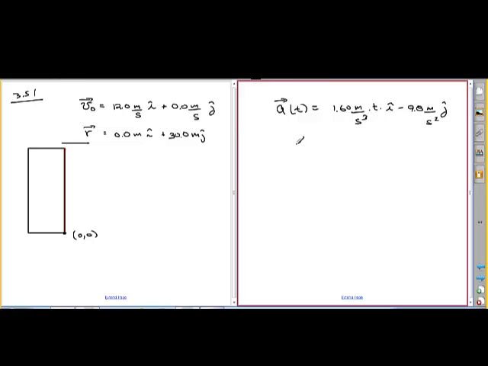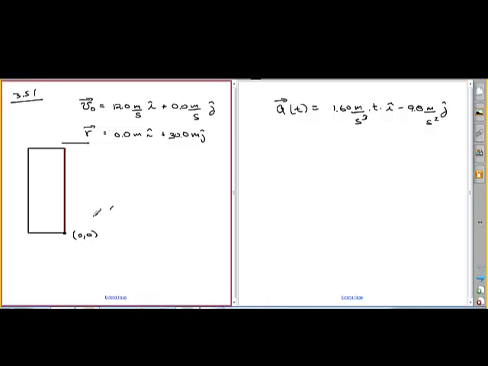Ignore air resistance, so that means this is the total acceleration. At what horizontal distance does the rocket travel before reaching the ground? Okay, so how do we figure this one out? Well, what we need to do is integrate this to get velocity, and then integrate velocity to get position, and then the solution is when the y component of the displacement is 0.